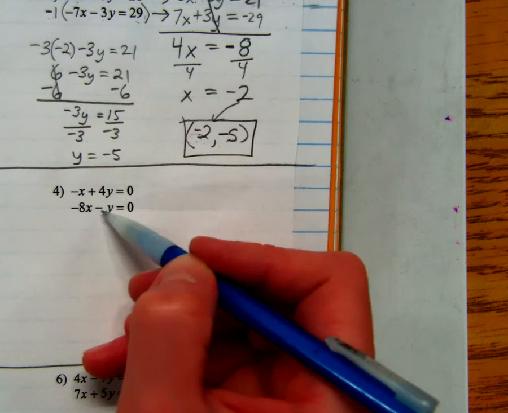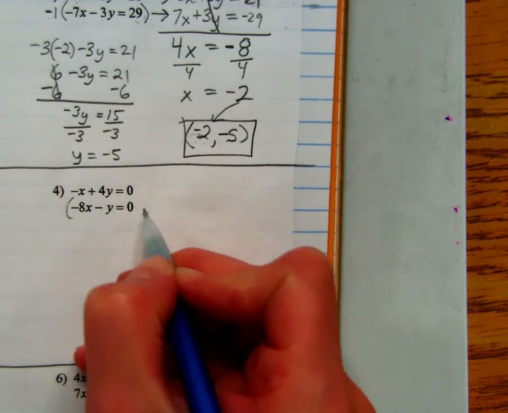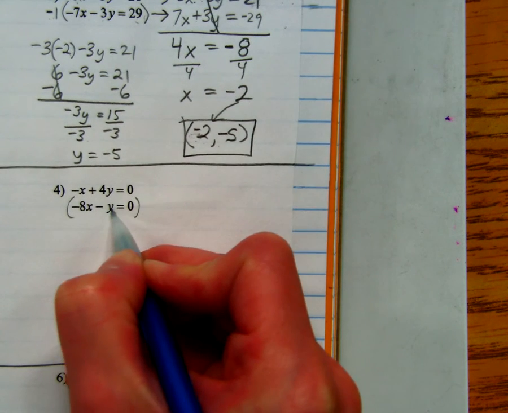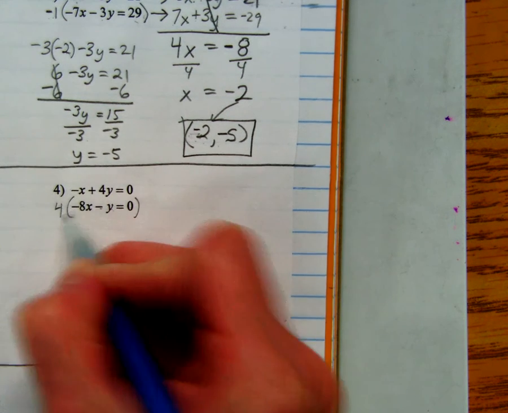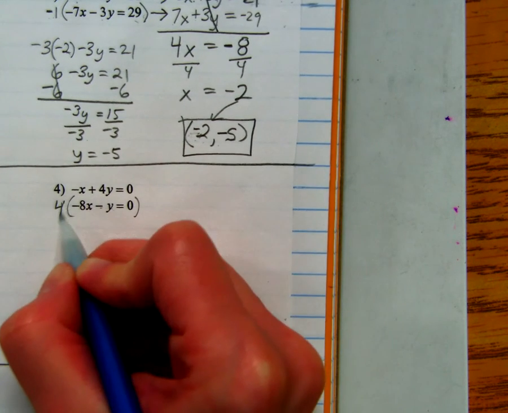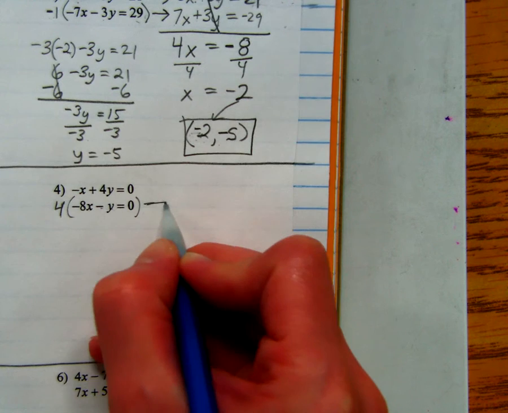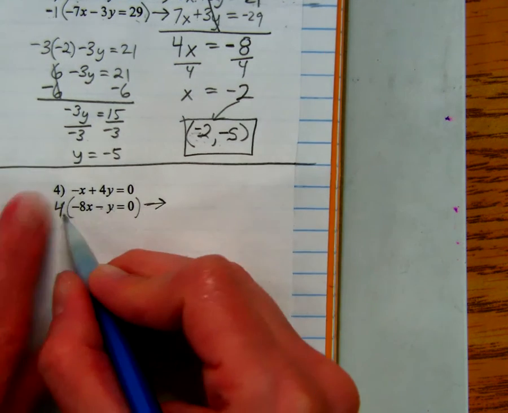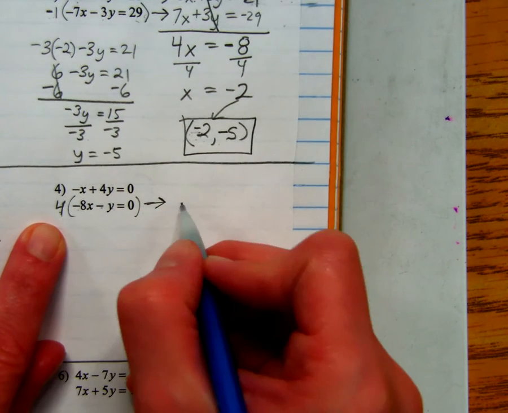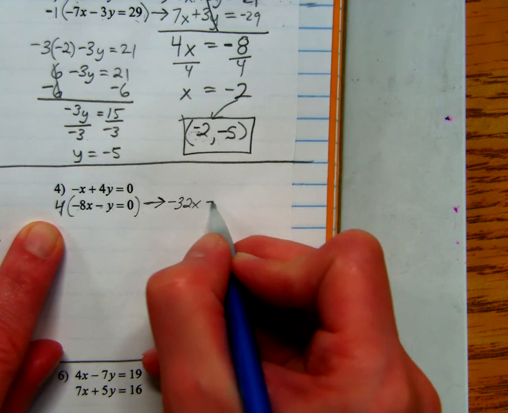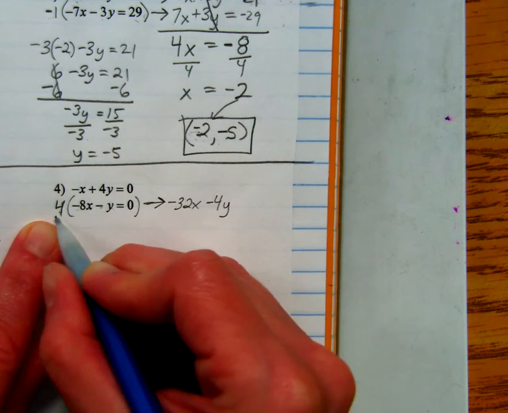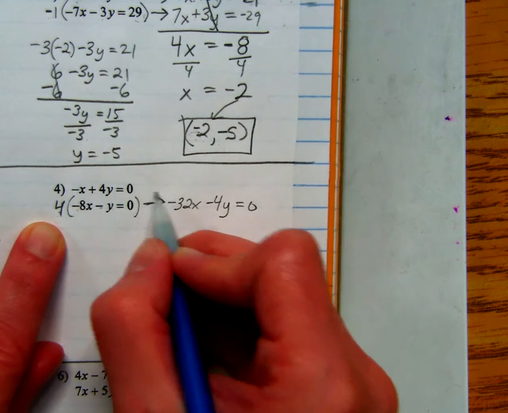So I have 4y and I have negative y. What could I take negative y times to make it negative 4? 4. So what we're trying to do is find something we can multiply one of them by to create opposites. So if I multiply this, 4 times negative 8x is negative 32x. 4 times negative y is minus 4y, which is what I wanted. And then 4 times 0 is just 0.